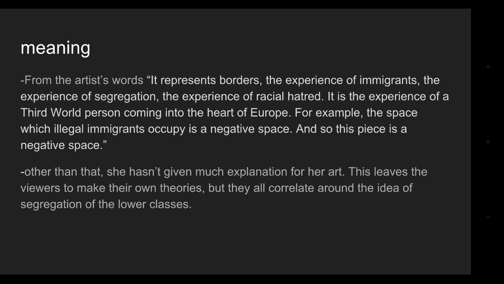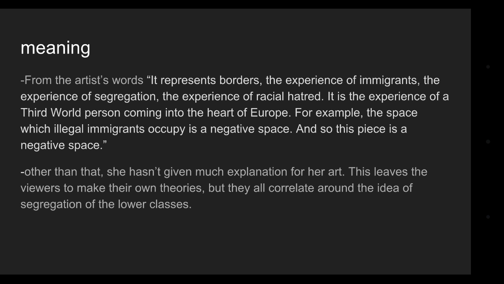The meaning. From the artist's words, it represents borders, the experience of immigrants, the experience of segregation, the experience of racial hatred. It is the experience of a third world person coming into the heart of Europe. For example, the space which illegal immigrants occupy is a negative space, and so this is a piece of negative space. Other than that, she hasn't given much explanation for her art.